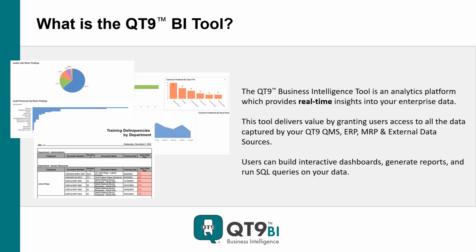Additionally, beyond the QT9 products, we now also allow you to connect to certain external data sources. And this is part of the 3.0 release that released this past weekend. These external data sources include MySQL databases, RESTful API endpoints, as well as Excel uploads. Now, with all of this data, you can build interactive dashboards, generate reports, and run SQL queries on your data. So we provide a couple different avenues for you to build these analytics.